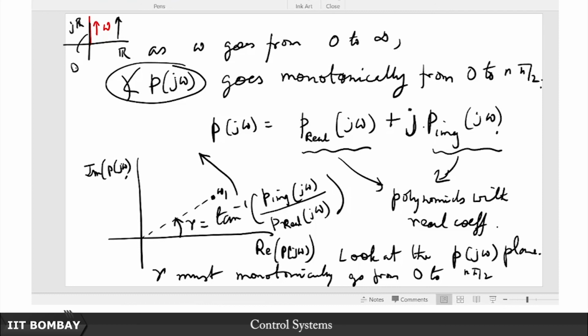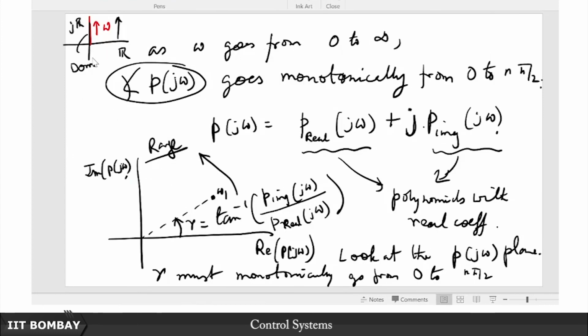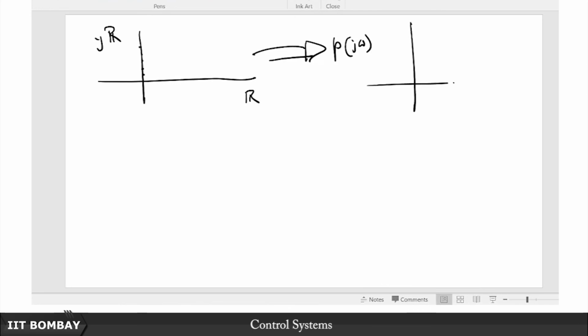So this is my domain and this is my range. This is just like this was my domain and this was my range for the real valued function. Here for the complex valued function, this is my domain, this imaginary axis, and this is my range. This property that gamma must necessarily increase from 0 to n pi by 2 tells me that as I increase omega, so here is the picture, sorry, this is R, this is jR. As I keep picking out points from here and passing through this mapping P(j omega).